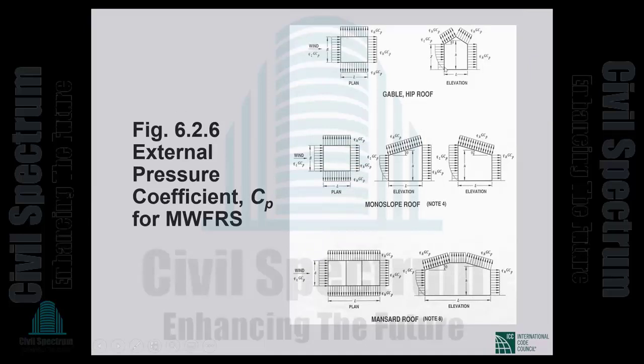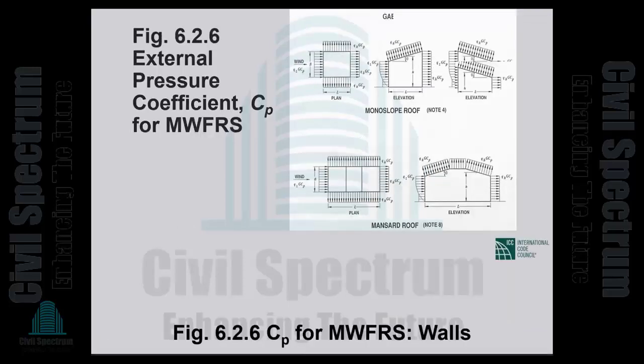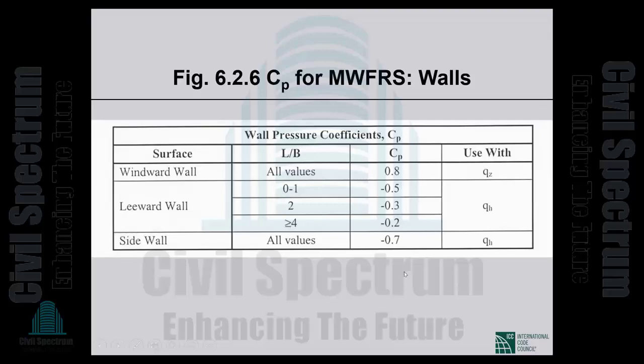Okay, so this is the windward face of the building. This is the leeward face. This is the leeward roof. This is the windward roof. These are the side faces, and we need C sub P for all the faces. For the walls, the coefficient come from this table or figures.